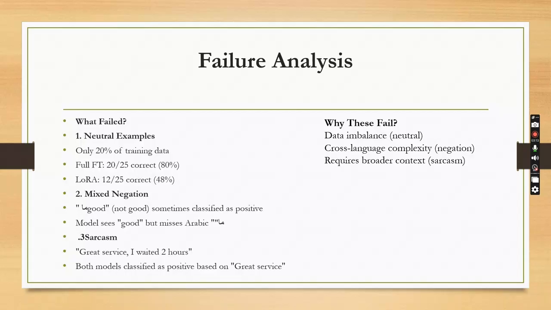Second is mixed negation. For example, like ma good. In Arabic, ma means no. So ma good means not good. But sometimes the model saw good and ignored ma, classifying it as positive. This is a linguistic challenge, negation that is crossing language boundaries. This is very context related and requires far more context of both the languages involved. Third is sarcasm. AI is not good at retrieving sarcasm. These failures tell us what to work on in the future.